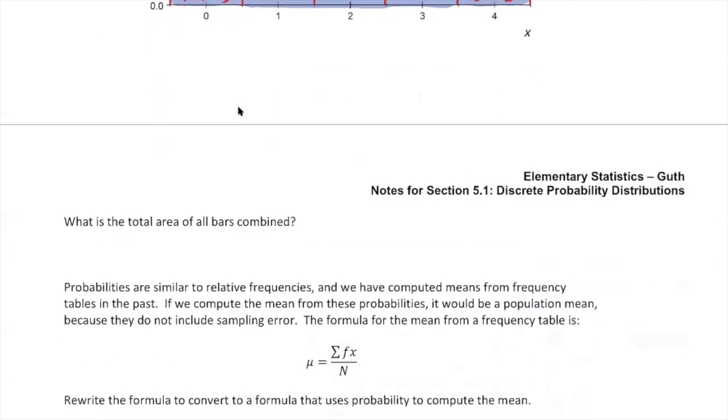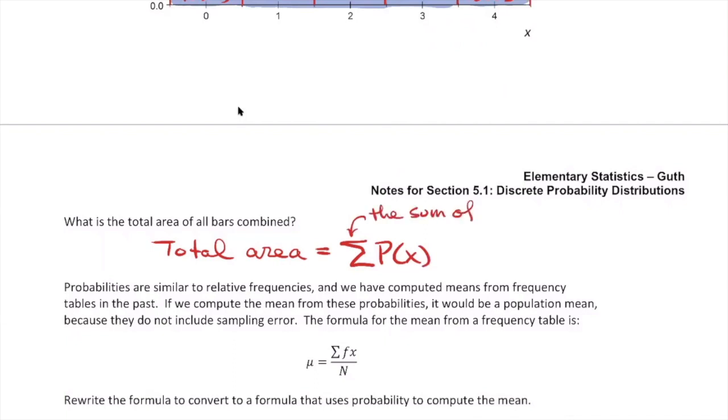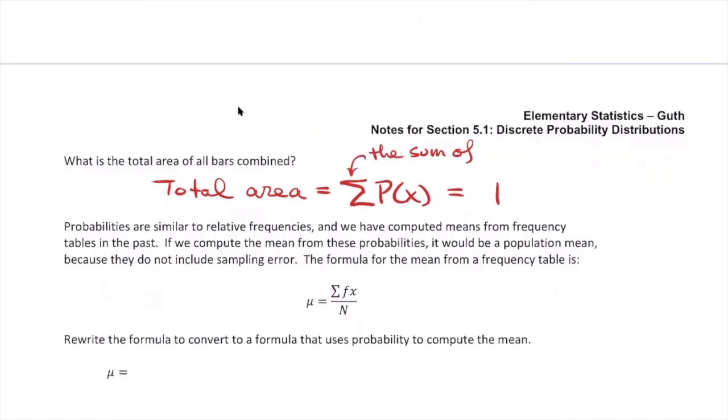Okay, so what's the total area? Yeah, total area is 1. The total area is the sum of all the probabilities of X. Remember that's a Greek sigma. That means the sum of all the probabilities, which is 1. Any questions about that?